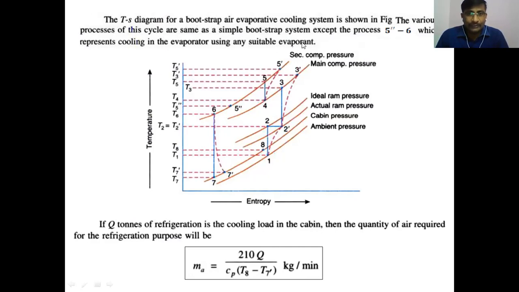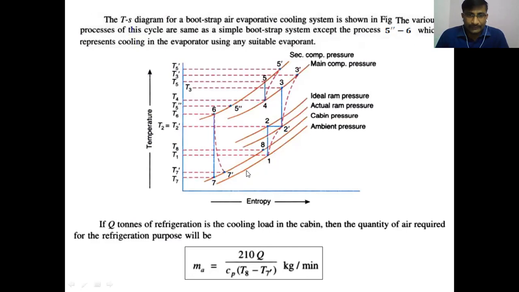Evaporant means evaporative liquid. Generally water or alcohol will be used as the evaporative liquid, or evaporant. Ammonia is also one of the liquids used as an evaporant, because it has a very low boiling point temperature, minus 33.33 degrees Celsius. That's why it is also used as an evaporant in the evaporative vessel.